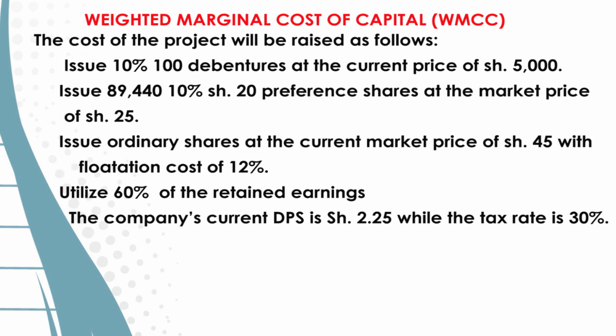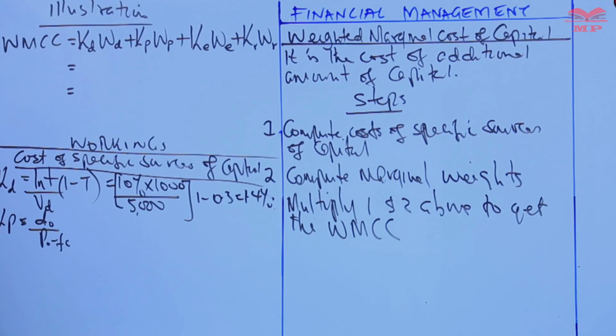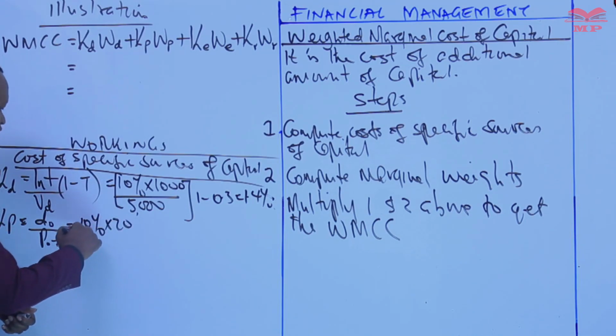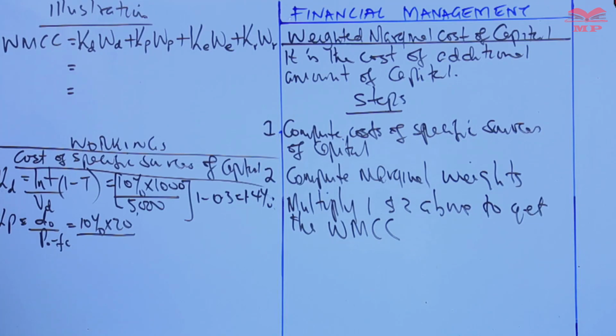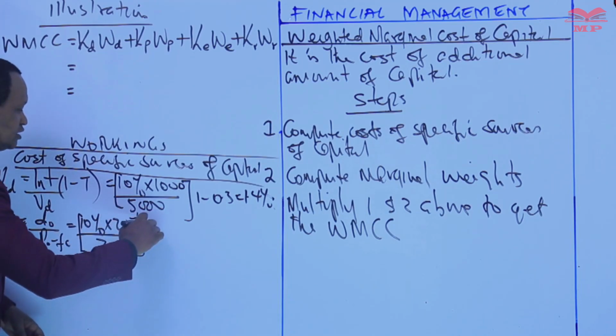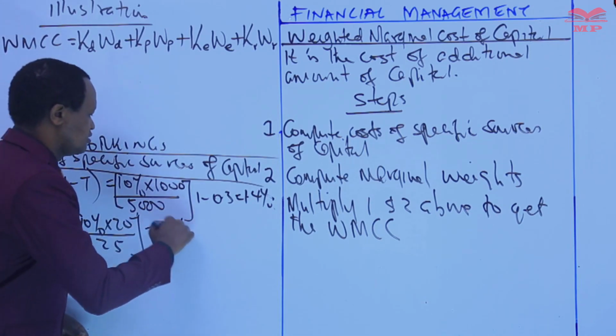Issue 89,440, 10%, 20 shillings, preference share. Look at that. So what is the dividend? The dividend is the 10% of the 20 shillings. That is the DPS. The par value of the preference share is 20 shillings. The dividend is 10%. So dividends in shillings is 10% of the 20 shillings. We divide it by the market value of 25 shillings. So how much is that? What is the cost of preference share? 8%. Someone else can confirm.